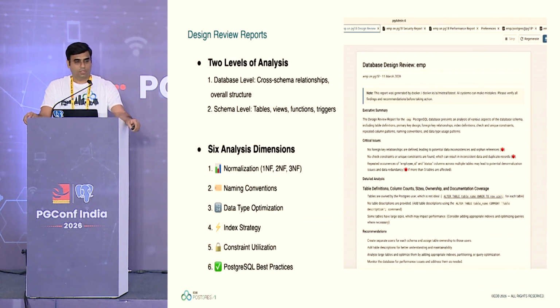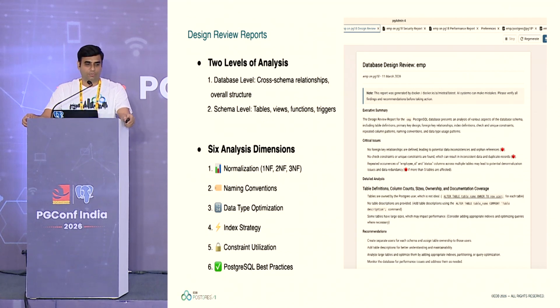The first report we provide is the design review report. It can be run at two levels: database and schema level. It has six dimensions for the analysis. The attached image is the design review report for the employee table. It tells you how normalized your tables are, whether they are first, second, or third normal form, and whether all database objects follow the naming conventions or not.